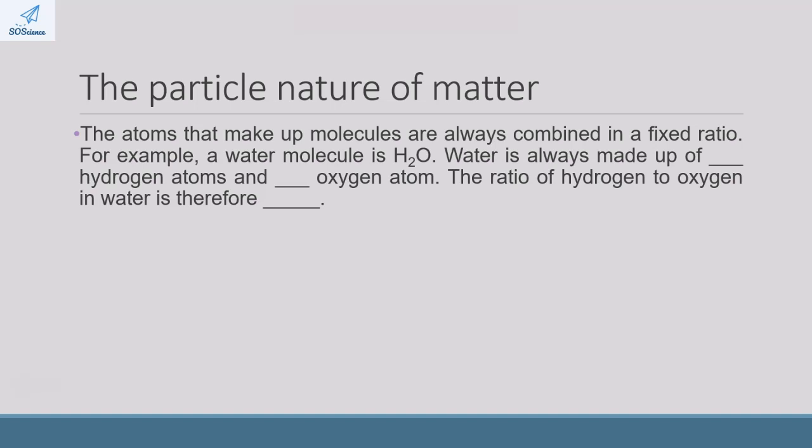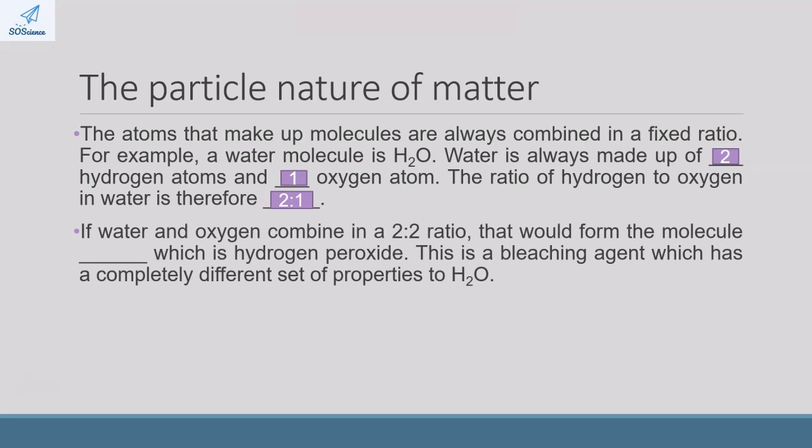Now, the atoms that make up molecules are always combined in a fixed ratio. So what we mean by that is that if a water molecule is H2O, then that means that water is always made up of how many hydrogen atoms and how many oxygen atoms? Well, it's 2 hydrogen atoms and 1 oxygen atom. Note that when there's no subscript number, that automatically means 1. So the ratio of hydrogen to oxygen in any water molecule will always be 2 to 1.